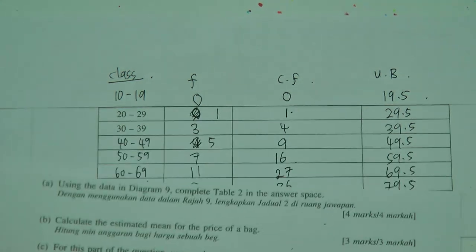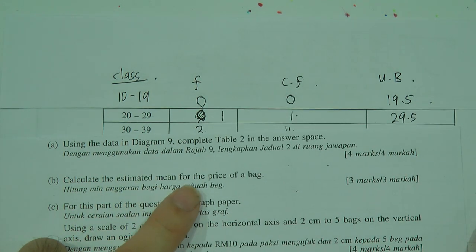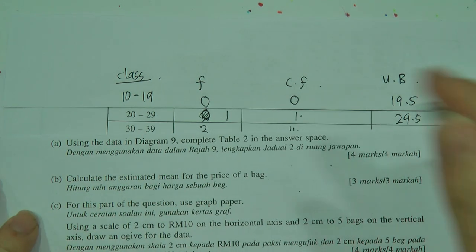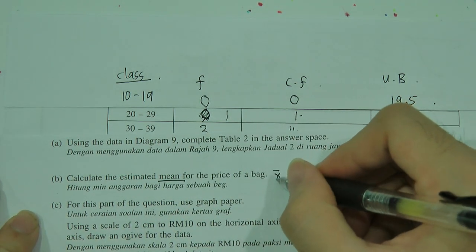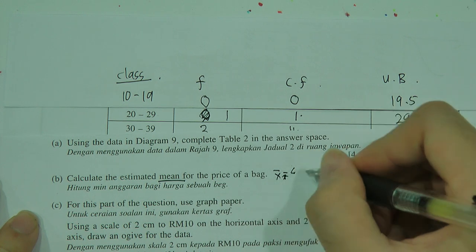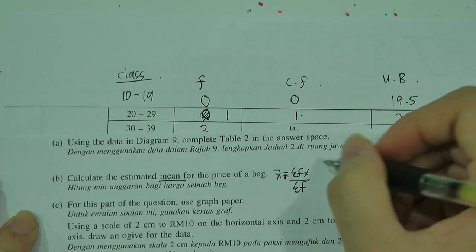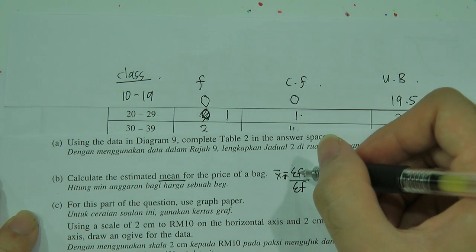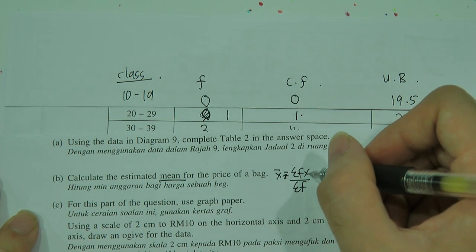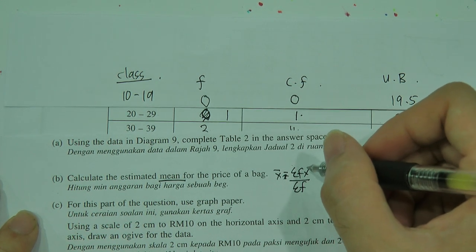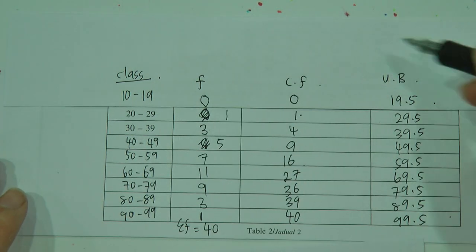Yeah, then we continue. B, calculate and estimate the mean for the price. Whenever you see mean, the formula for mean is sum of fx divided by sum of f. X here stands for midpoint, f here stands for frequency. So you don't use cumulative frequency multiplied by midpoint. Okay, you have to make sure, because a lot of students will make the mistake, you use cumulative frequency multiplied by midpoint. You need to use frequency multiplied by midpoint.